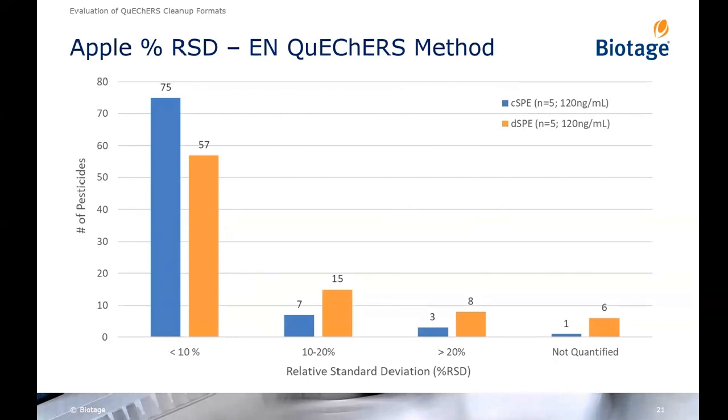So again, looking at the RSD values for the EN, since that outperformed the AOAC technique, again, we're seeing some good distribution of the RSDs, most of them falling in the range that I would say excellent, less than 10%, with some falling between 10 to 20, and not as many falling over 20%. Again, there were more analytes that weren't quantified by dSPE compared to CSPE. Overall, the CSPE again outperformed the dSPE.